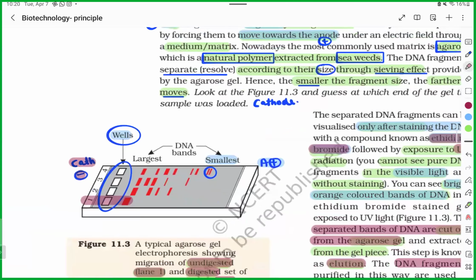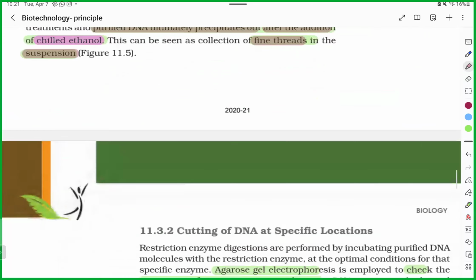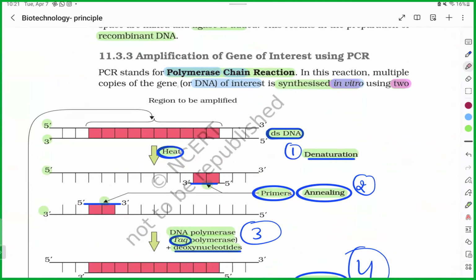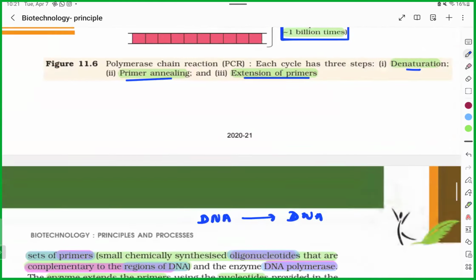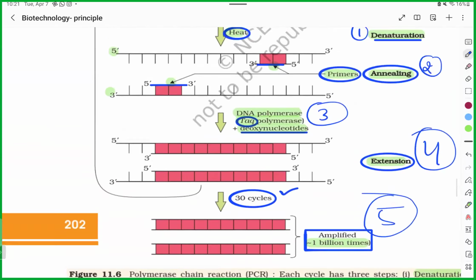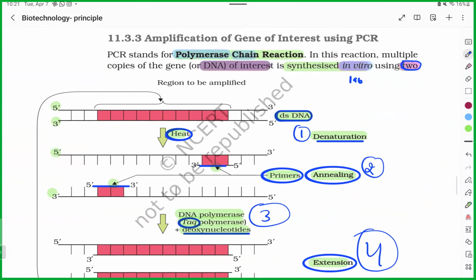Then PCR. PCR stands for polymerase chain reaction. Multiple copies of DNA of interest will be synthesized in vitro, meaning in the lab. And in this process, we use 2 sets of primers. A question can be asked: how many sets of primers are used? The answer is 2. 2 sets of primers are used.